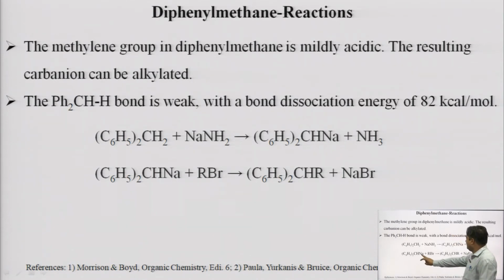So, this sodium atom is replaced by the alkyl group and bromine is added to the sodium, and we are getting sodium bromide as a side product and the alkyl substituted diphenylmethane product. It should be taken care of that the alkylation in that particular reaction is occurring because of the acidic nature of that particular methylene group.